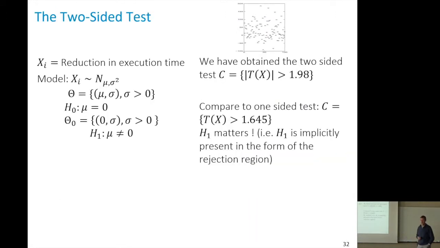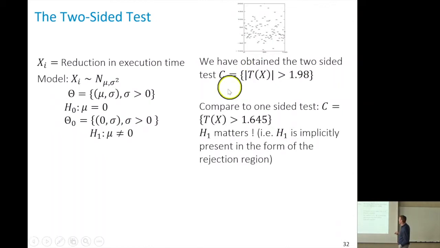So if we compare the two-sided test versus the one-sided test, what are the differences? The only difference we made is in the H1. H1 was mu different than 0, whereas in the one-sided test we had mu larger than 0. We see that the rejection regions are different. Here we say the rejection region is the absolute value larger than 1.98 or 1.96. Here we had whenever the value is larger than some threshold, which is smaller here. Right? So the value of the threshold and the form of the rejection region differ.